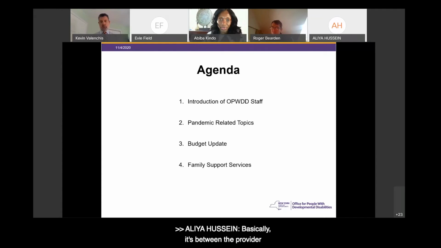So basically, it's between the provider and the family, right? Nothing to do with OPWDD when they pick what they want a reimbursement for. No, that's not what I'm noting.